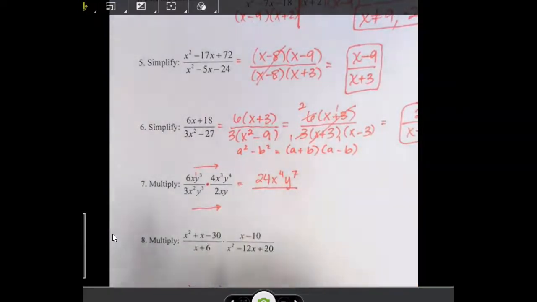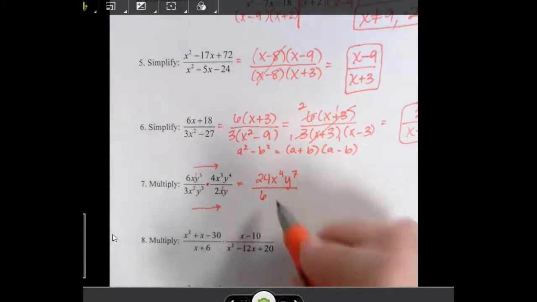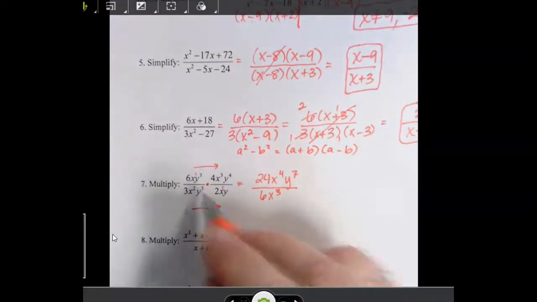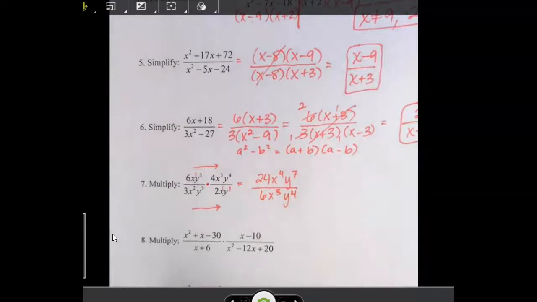And then in the denominator, 3 times 2 is 6. X squared times x to the 1 would be x cubed. And then y cubed times y to the 1 would be y to the 4th.